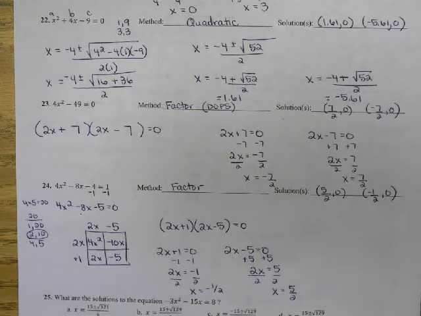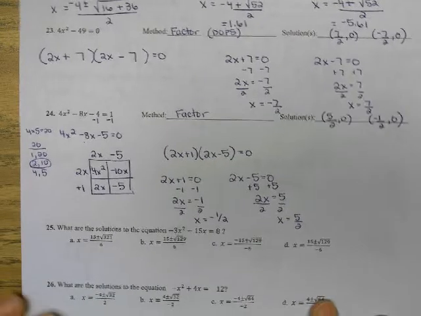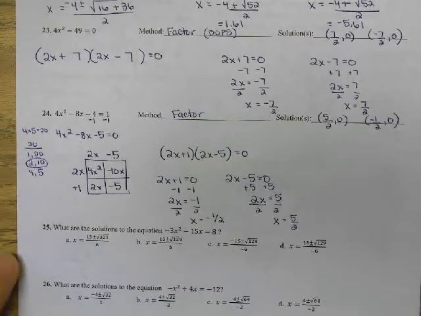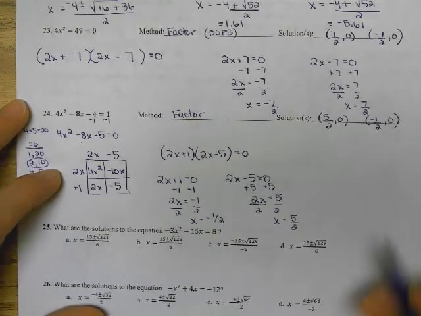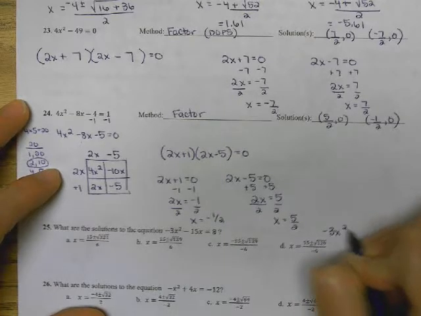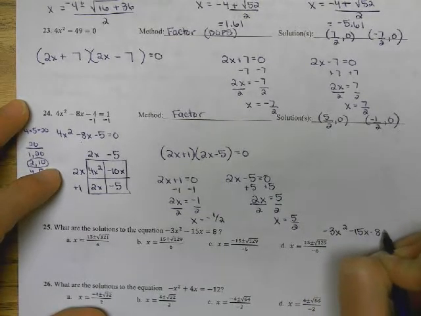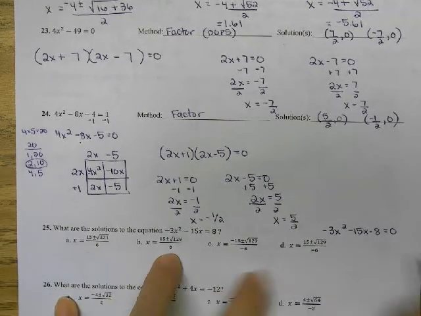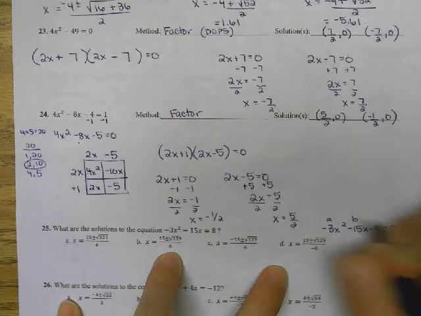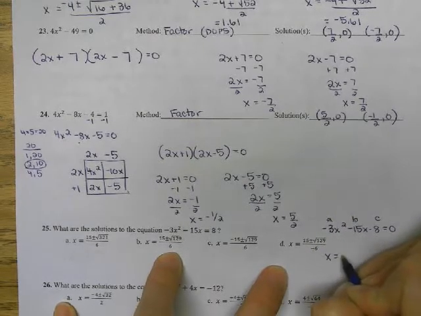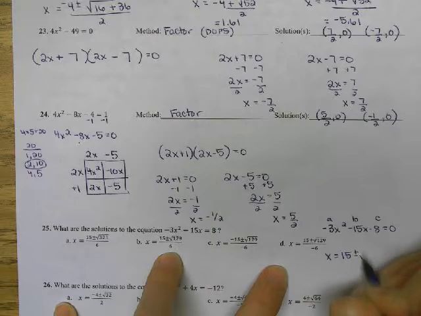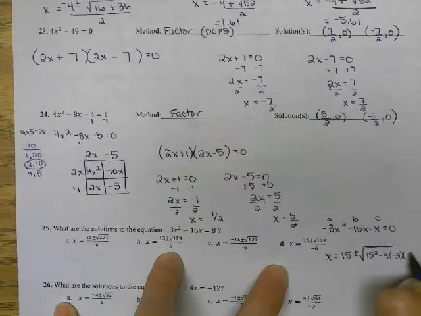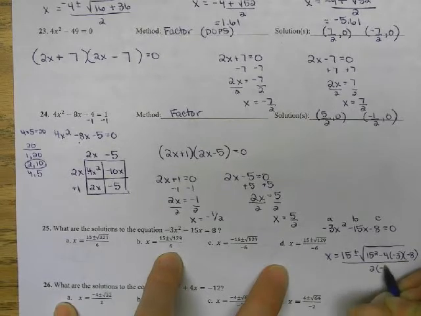Okay. On 25, it is asking you to find the solutions, and it's set up to where it's in the quadratic formula, so I need to make this 8 move to the other side. So minus 8 equals 0. So it's asking me which of these matches my quadratic. So if I start this, a, b, and c, so x equals negative b, but it's already negative. So 15 squared minus 4 times a times c, all of that divided by 2 times a.